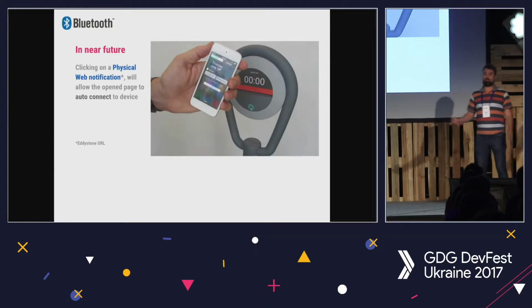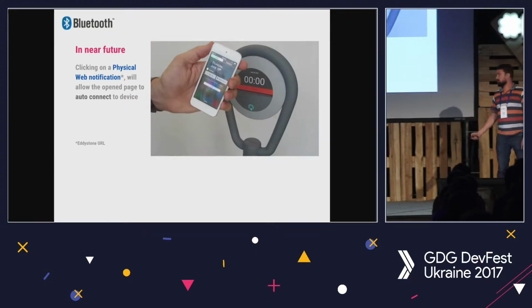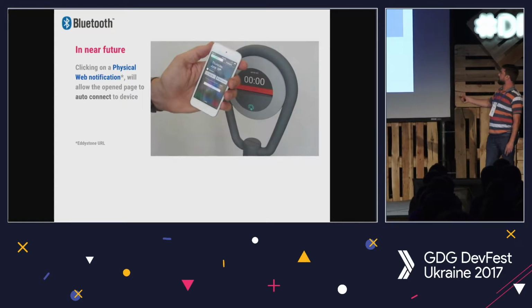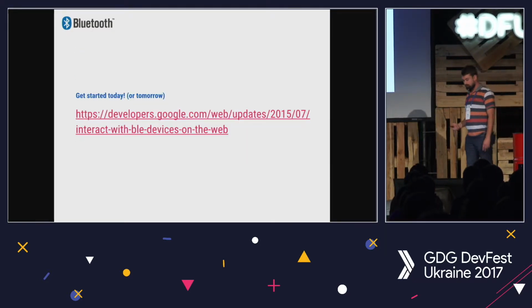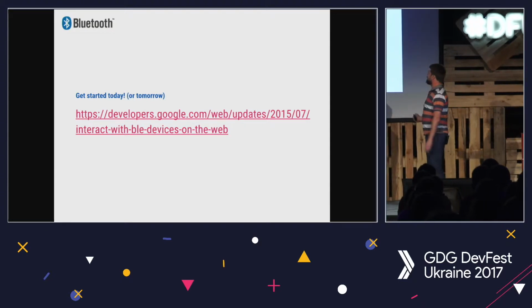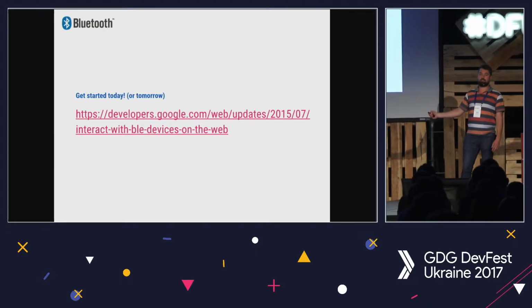So you can imagine something like you're paying for your car. It will just broadcast the URL, you click on it, and you can start paying. Really, really frictionless. To learn more about Bluetooth, here's a URL where you can get started.